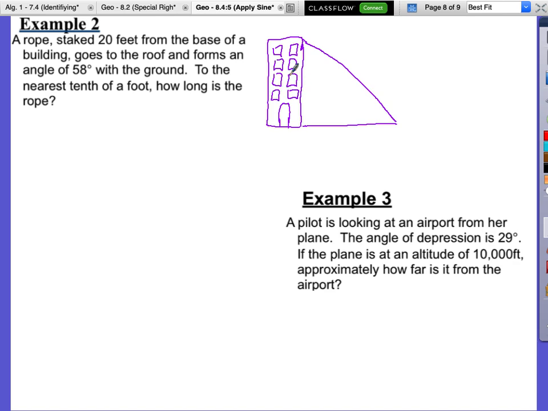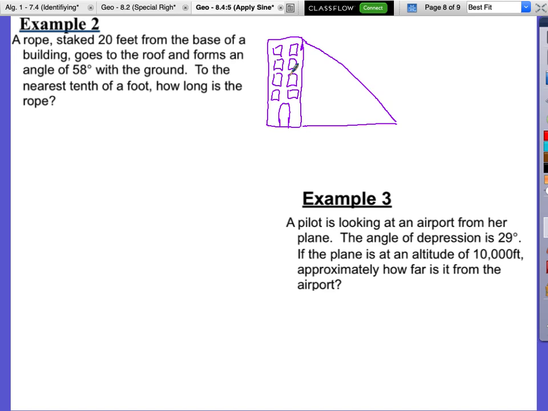Okay. But it says the rope is staked. Don't judge the architecture. The building is fake. The rope is just fake. The rope is what? That's how you pronounce it. Stake a rope. Okay. The rope is staked 20 feet from the base of the building.